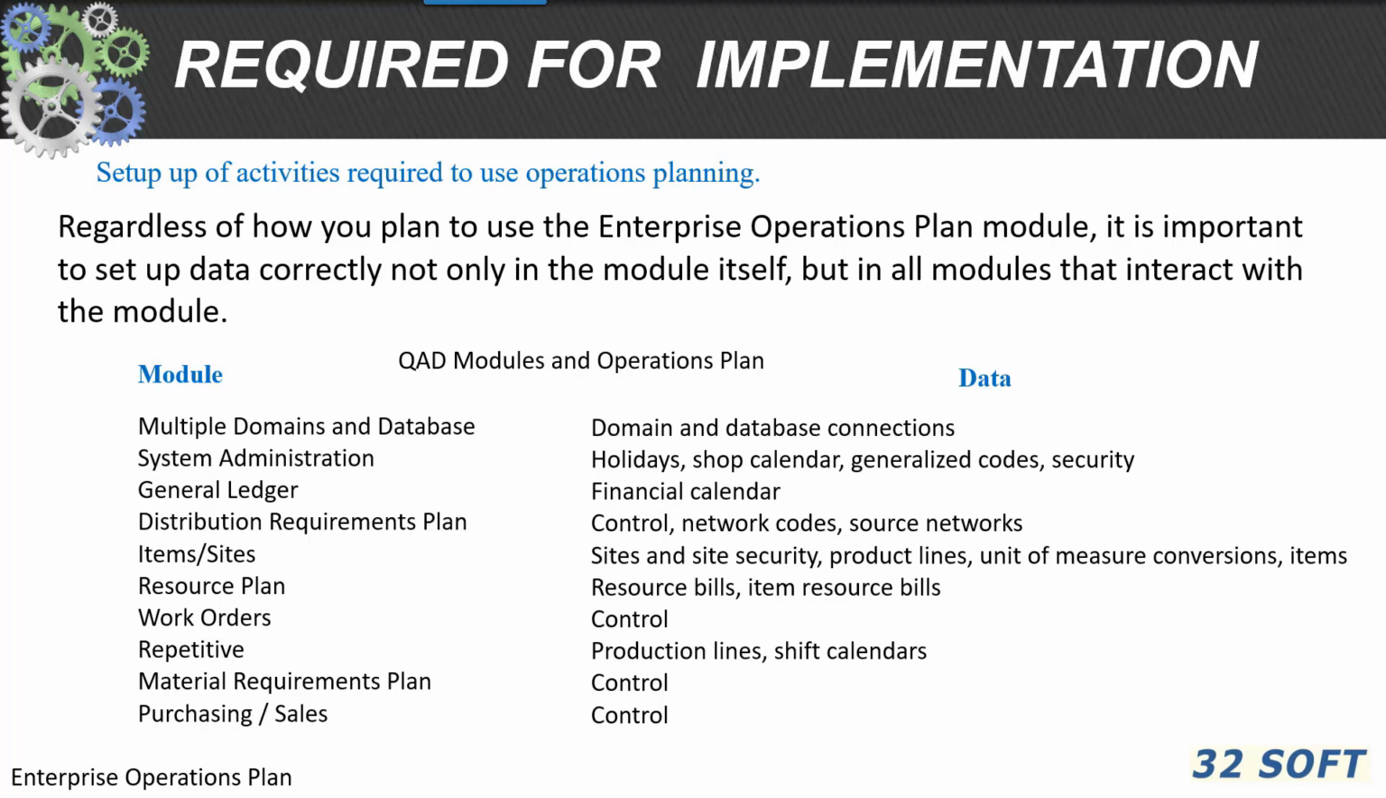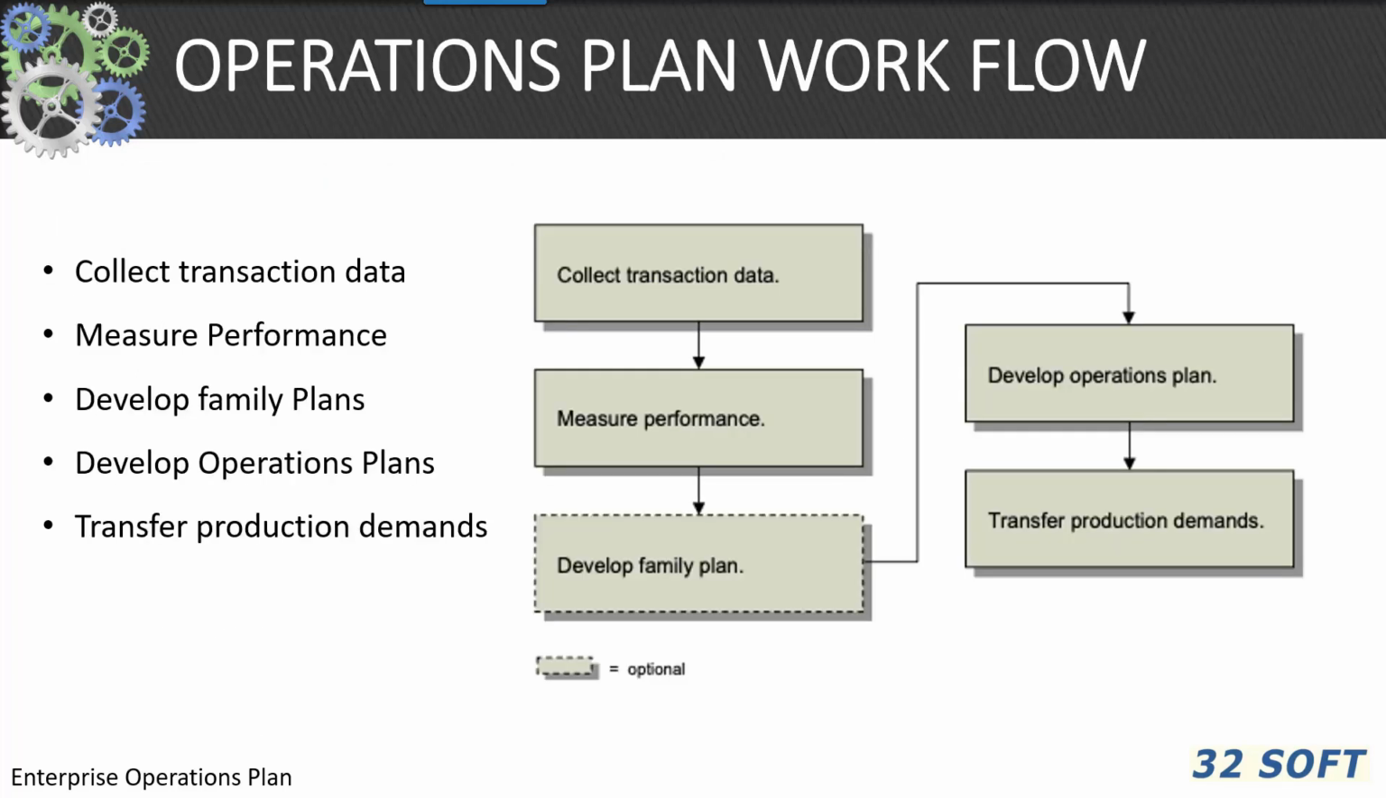Regardless of how you set up the enterprise operations plan, it's important to set up the data correctly, not only in the module itself, but from all modules that interact with the sales operations or operations planning module. Such things as domain setup, general ledger, DRP, items, work orders, repetitive MRP are going to feed data into the sales and operations planning level for database connections, holidays, calendars, data, sites, resource. So you need to be aware of all of those issues before you implement the sales and operations plan.